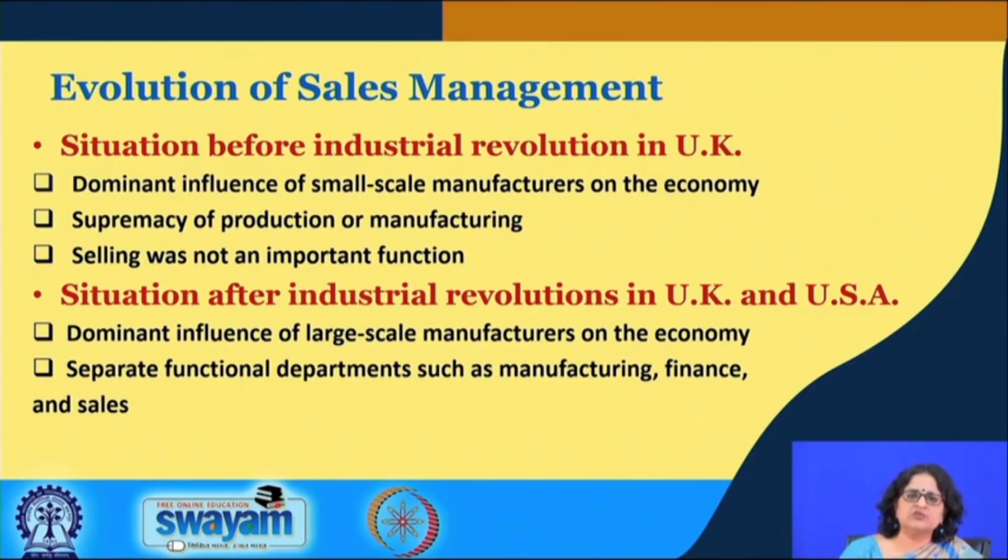However, the difference between the pre and the post industrial era, post Industrial Revolution in the UK and the USA, was that before the Industrial Revolution, the organizations, because they were small and led by small manufacturers, had no distinct division between the various functional areas. But once the Industrial Revolution happened, separate functional departments arose in the form of manufacturing, finance and sales.